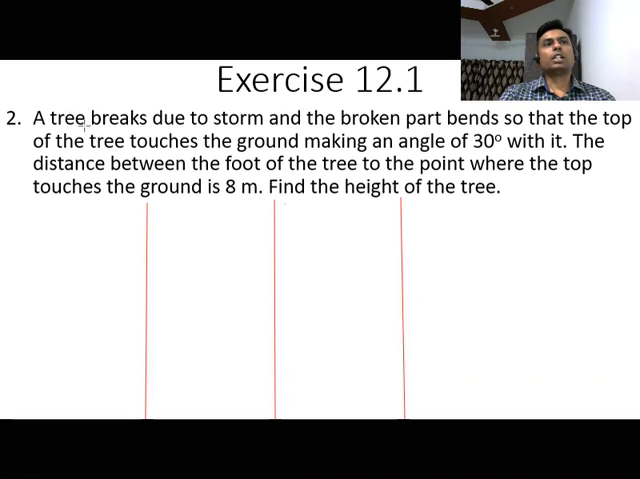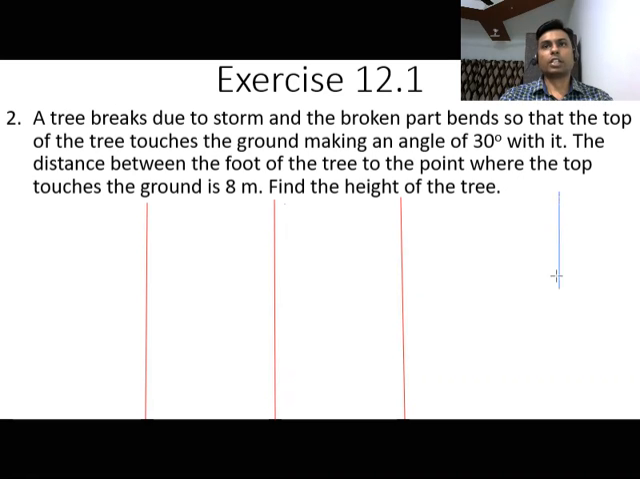The question is, a tree breaks due to storm and the broken part bends so that the top of the tree touches the ground, making an angle of 30 degrees with it. The distance between the foot of the tree to the point where the top touches the ground is 8 meters. Find the height of the tree.